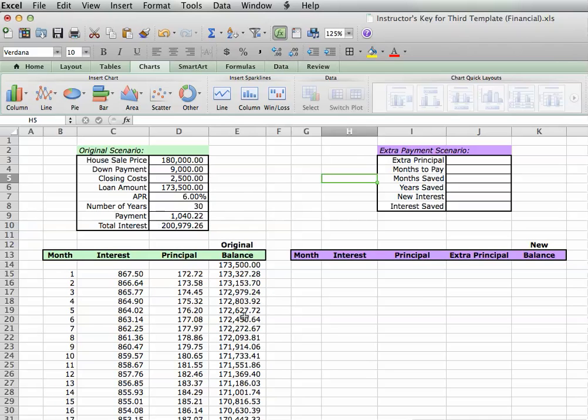So stay tuned for the second tutorial where we address a much more exciting issue. What happens if you get aggressive and you start to pay a little bit more each month? How can you beat the bank at this game?